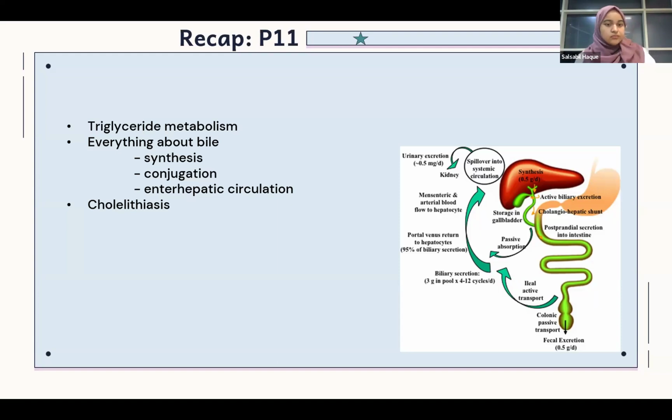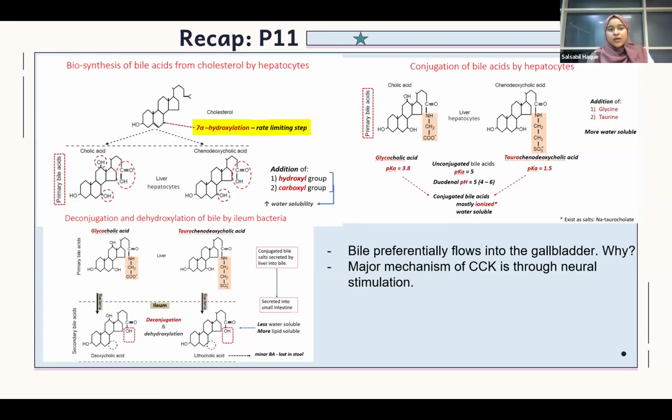Okay, in this lecture, you also took everything about bile, so bile synthesis, bile conjugation, intrahepatic circulation. I hope I have some... Yeah, so I couldn't find summary tables for this. I think the slides, even though they look a bit intimidating, do comprehensively mention everything.